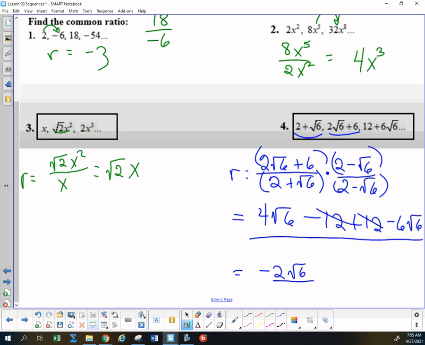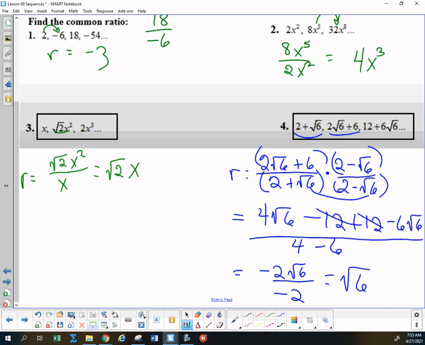Check my work there. Okay, then denominator, I'm going to get the 2 times 2 is 4, and then I'll have minus 2 root 6 and plus 2 root 6. They cancel out. So I just need last times last. Plus times minus is minus. Root 6 is a regular 6. And so if I divide that by negative 2, I get root 6 for my common ratio.